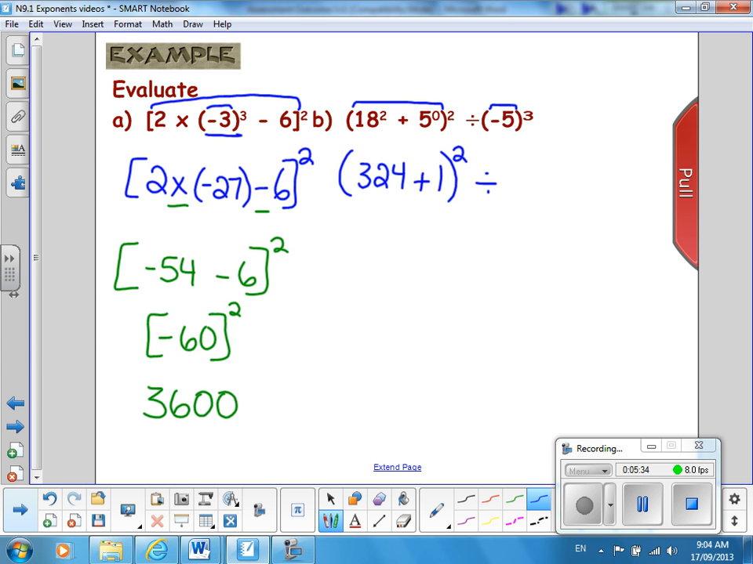Negative 5 to the exponent 3. That negative is inside the bracket, the exponent is outside the bracket, so that negative is a part of the base. So it's negative 5 times negative 5 times negative 5, which is negative 125. The left-hand bracket can still be simplified. We have not completed that one yet. So 324 plus 1 is 325.